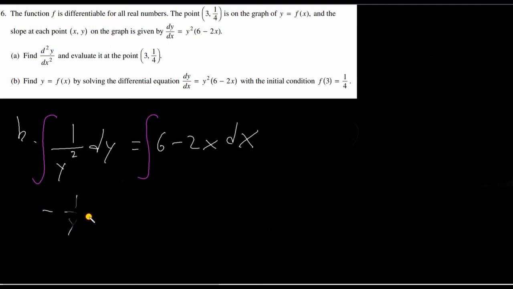I'll move it down a bit. I'm really not going to go over the integration here. That's not really the main point, and by now you should know how to do that. So -1 over y equals 6x minus x squared plus c. I'm only going to include the plus c once, because when you do a differential equation, you only need to include a plus c once.